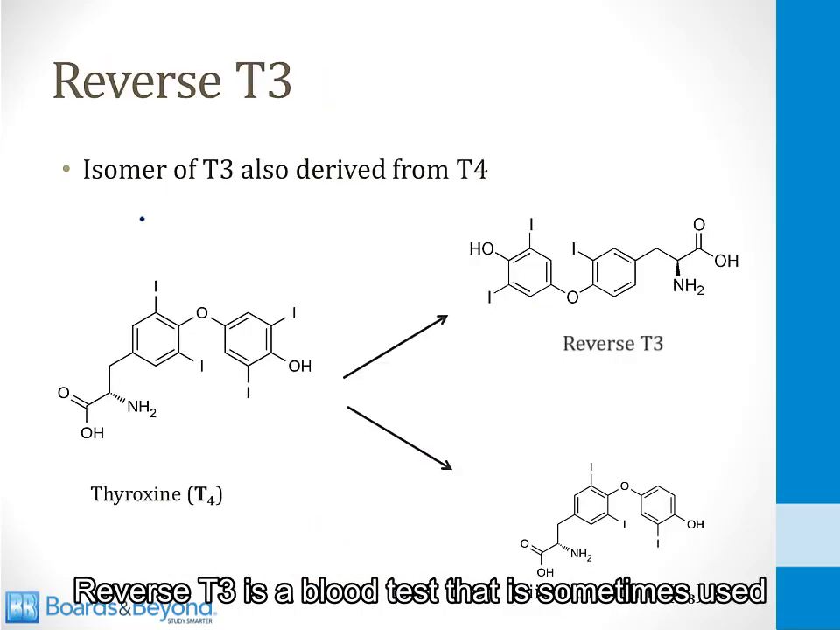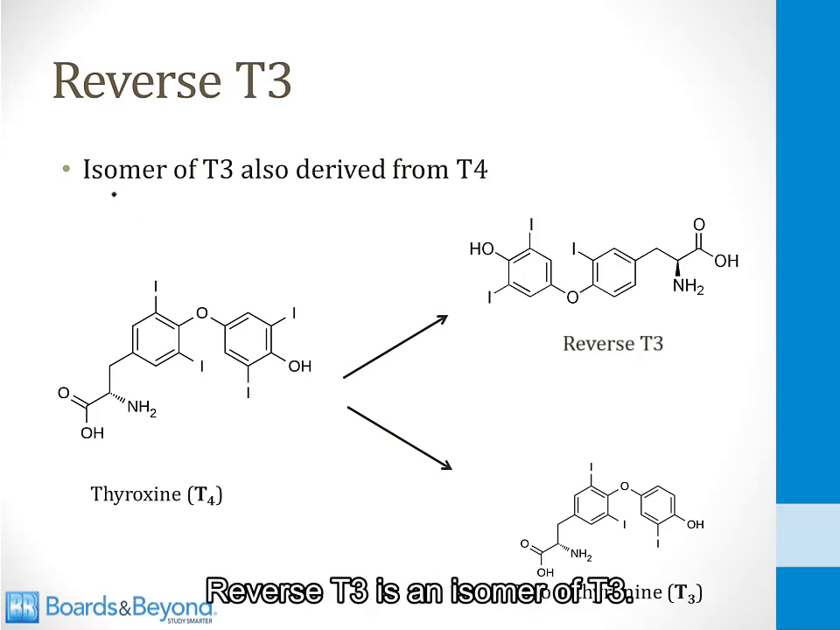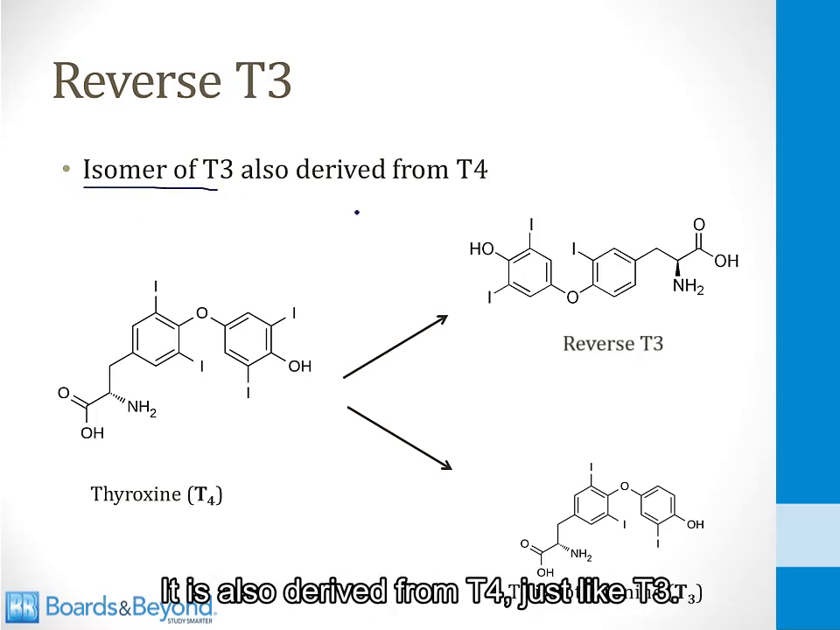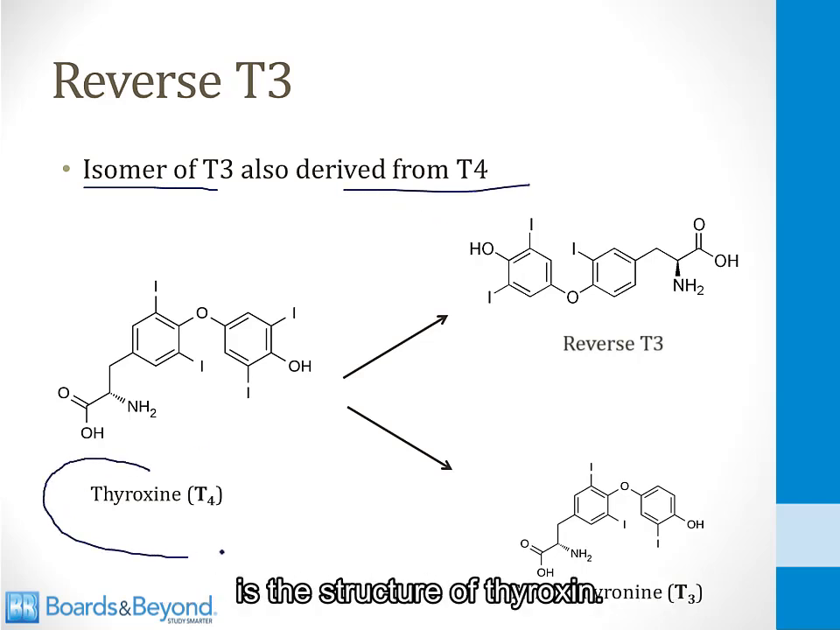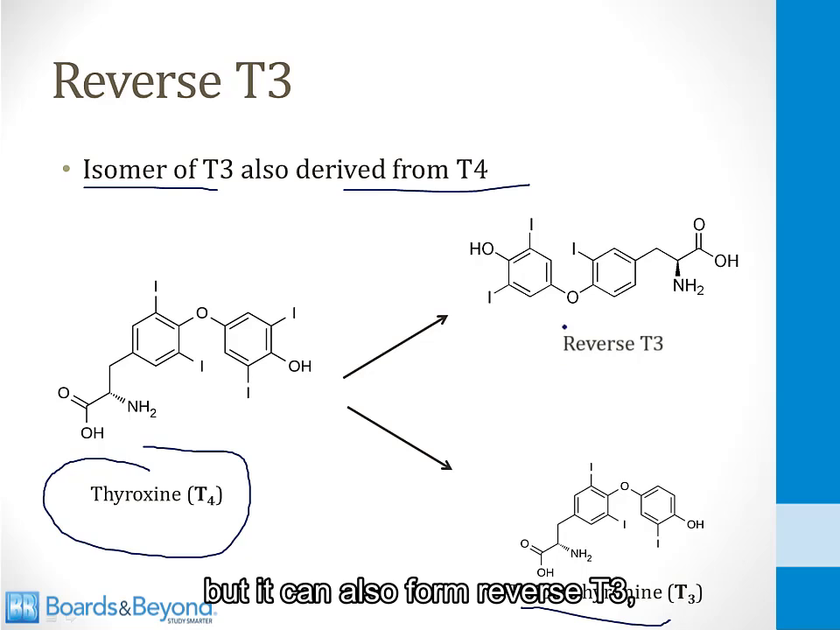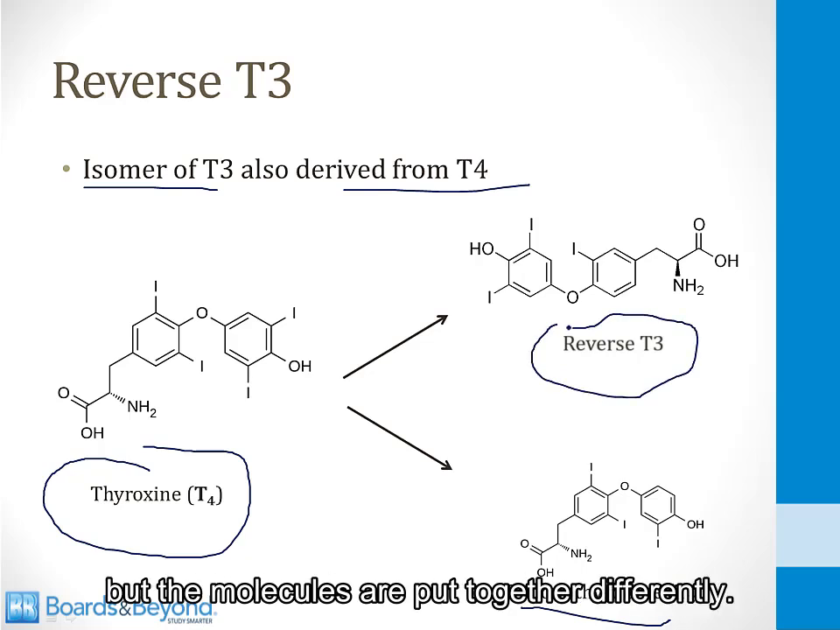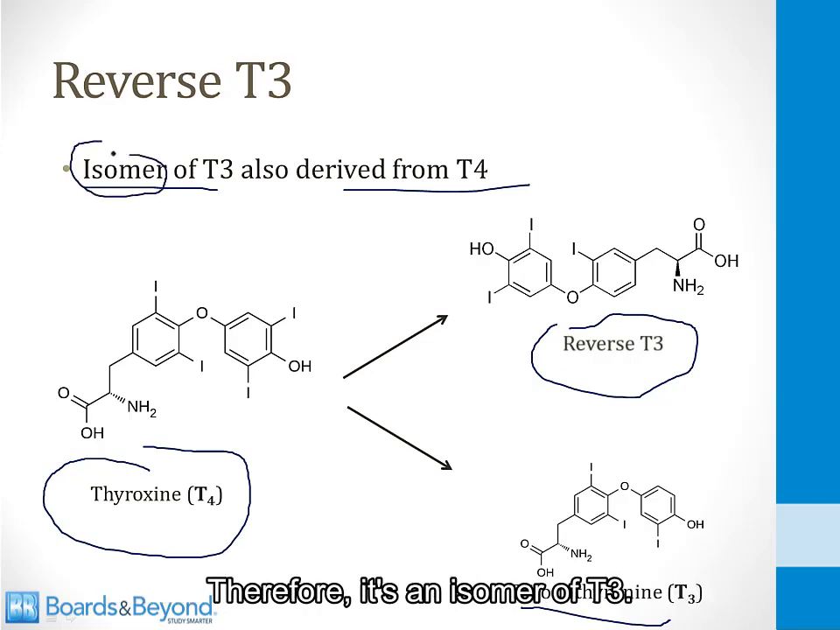Reverse T3 is a blood test that is sometimes used to work up certain thyroid disorders. Reverse T3 is an isomer of T3. It is also derived from T4 just like T3. So on the left side of the screen is the structure of thyroxine. It can be used to form T3 as you know, but it can also form reverse T3, which has the same atomic makeup, but the molecules are put together differently. Therefore, it's an isomer of T3.